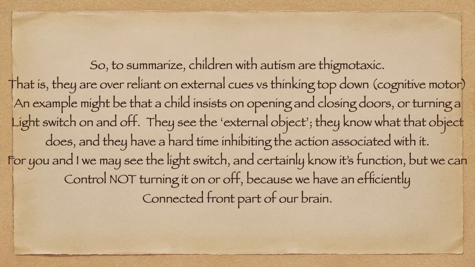That is, they are over-reliant on external cues rather than thinking from a top-down perspective, or the cognitive motor system. An example might be that a child insists on opening and closing doors or turning a light switch on and off. They see the external object, they know what the object does, and they have a hard time inhibiting the action associated with it. For you and I, we may see the light switch and certainly know its function, but we can control not turning it on or off because we have an efficiently connected front part of our brain.